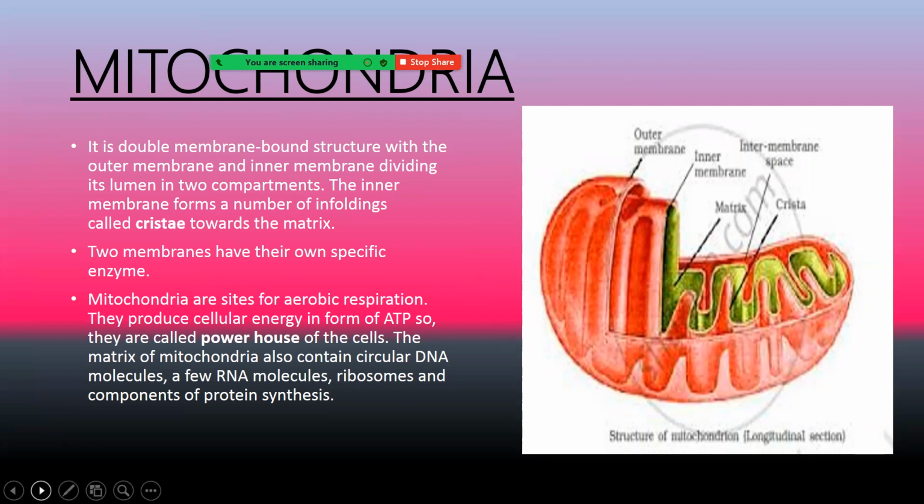The mitochondria also contains a circular DNA, and that's why you call it an autonomous organelle. It also contains a few RNA molecules and ribosomes. The ribosomes present in the mitochondria are of 70S. Even though the mitochondria is in the eukaryotic cell, the ribosome present in the mitochondria is still 70S. Children, the ribosome present in the cytoplasm of the eukaryote is 80S, but that present in the mitochondria of the same eukaryotic cell is 70S.